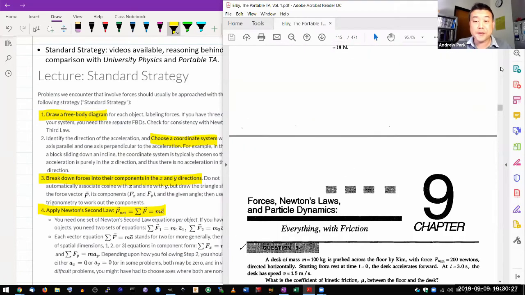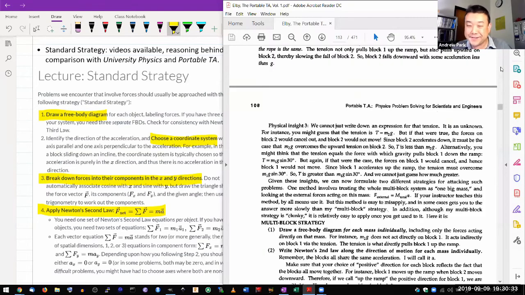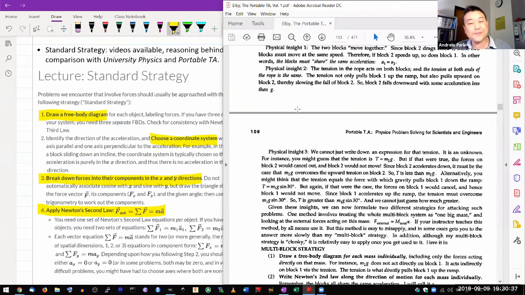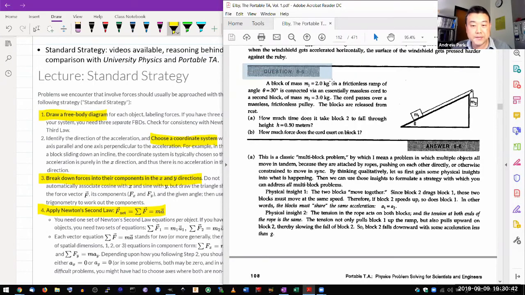I'm actually hoping that you have been reading through the portable TA as you are working through homework questions, so that you have actually seen it. But if you haven't, now as you are doing the think, pair, share activity, it's the time to look at it. So this is question 8-6.